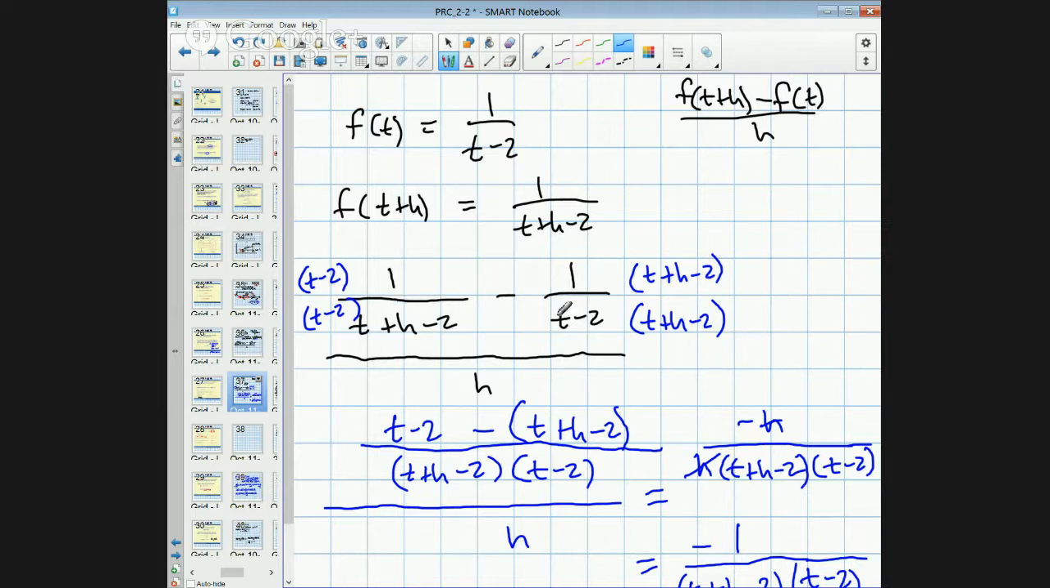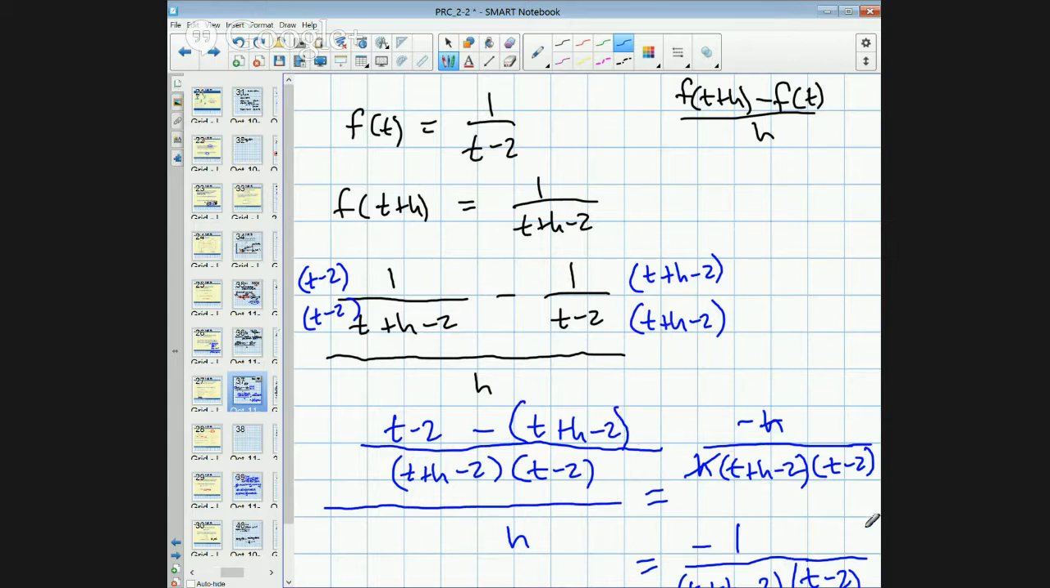Okay, now I got to get this top together, so I need a common denominator. So now we'll do the common denominator thing. You can tell that the common denominator is what? t plus h minus 2 times t minus 2. This one over here is missing the t minus 2, so I multiplied top and bottom by that. This one over here is missing the t plus h minus 2, so I multiplied top and bottom by that.